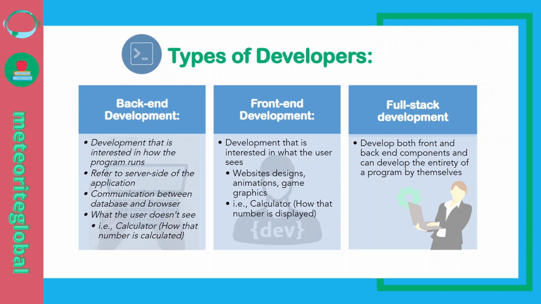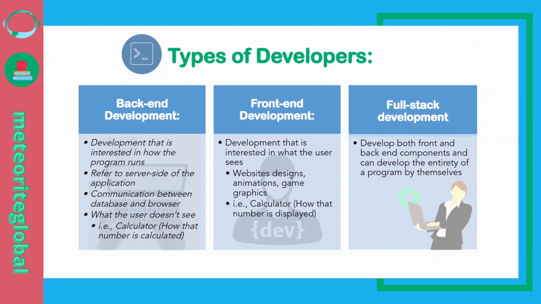Backend development is basically the algorithms and all of the things that the user doesn't see, like in the case of a calculator, how the number is being calculated, what algorithms are being performed behind that calculator. The user doesn't see it, but sees the output, and that output is related to front end development, which is interested in what the user sees, like designing websites, animations, game graphics, all of that is front end development.